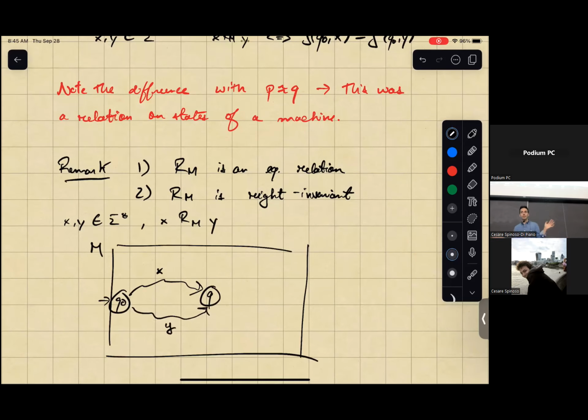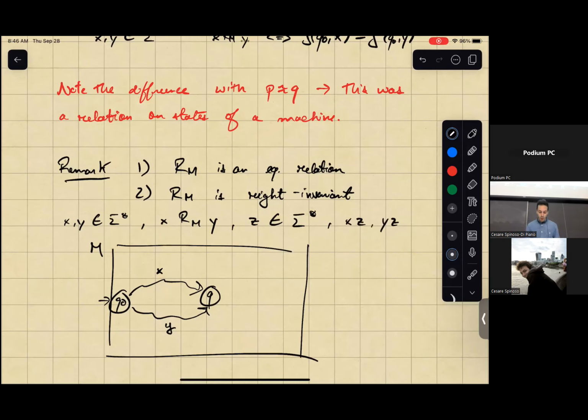That's just by definition. Okay. So now let's see what happens when you stick a string z to both x and y. So let's pick some string z in sigma star. And now let's stick it to x and let's stick it to y.